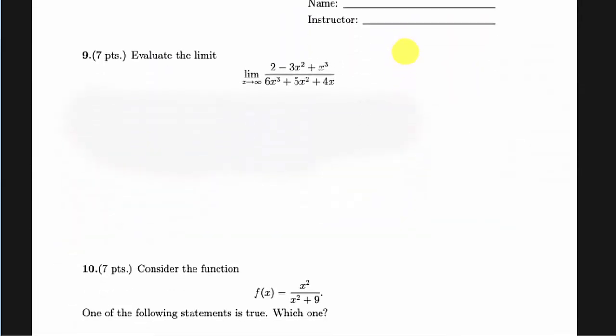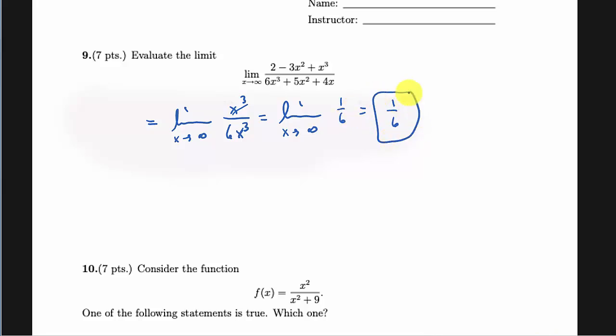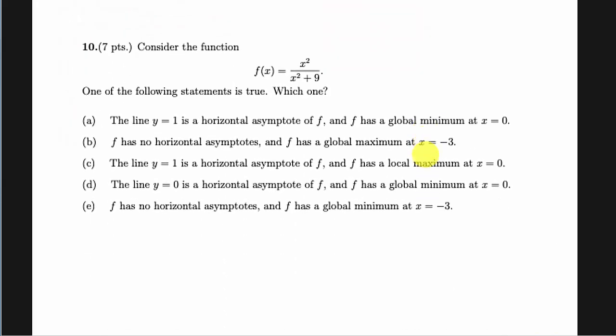Evaluate the limit. This is an easy one here. Since it's going to infinity, we can write this: the limit as x goes to infinity. We keep the largest exponent from the numerator, largest exponent from the denominator, and everything else falls off. So the x cubes cancel. That's 1/6. Take the limit of a constant, and we just get that constant back. So that would be 1/6.